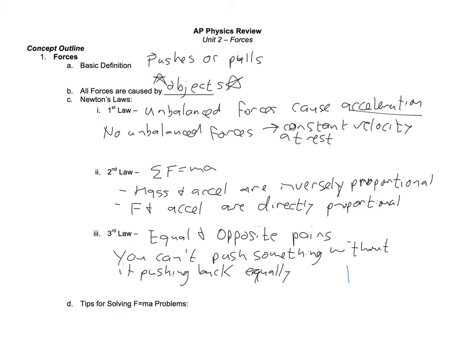Keep in mind that these third law pairs, as we call them, do act on different objects. So if we have the force of A on B and the force of B back on A, those are your third law pairs. Those are the forces that are equal and opposite.